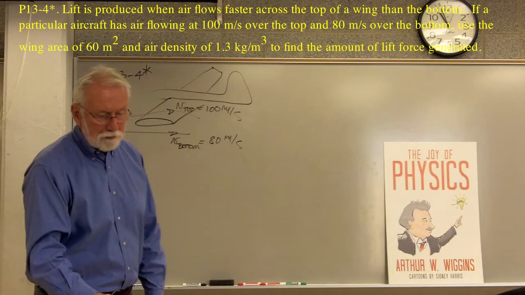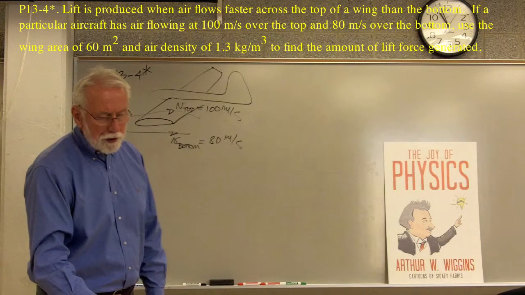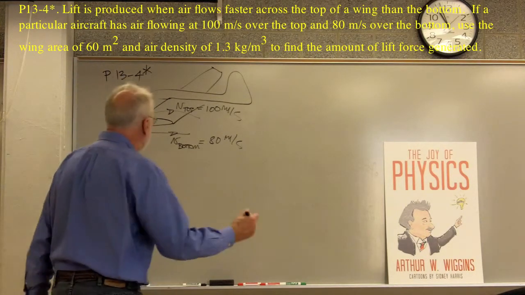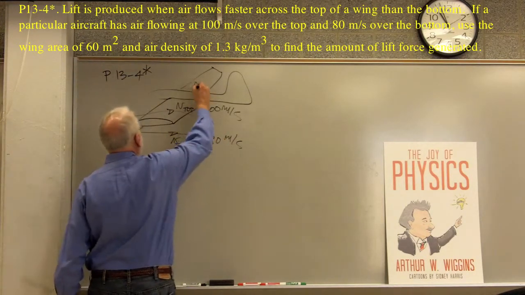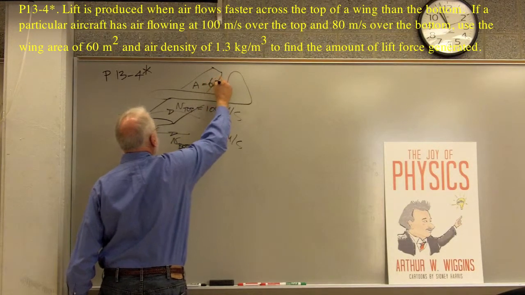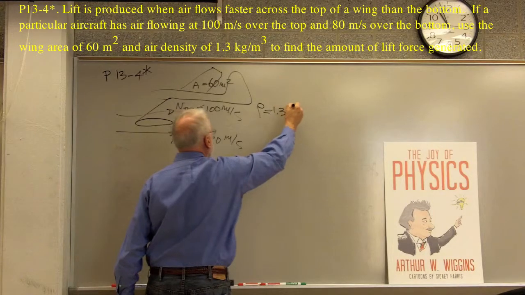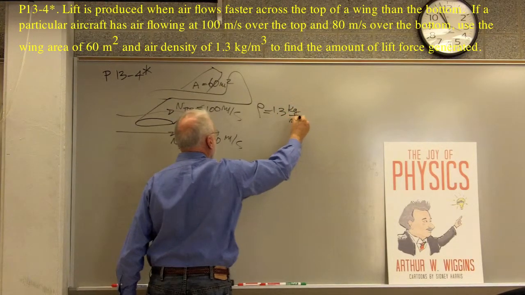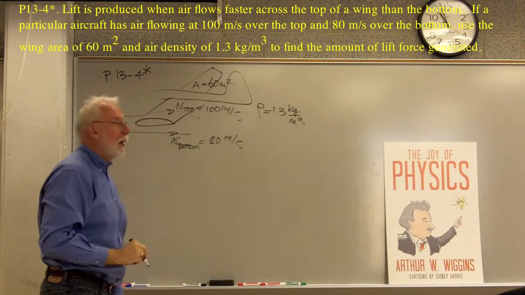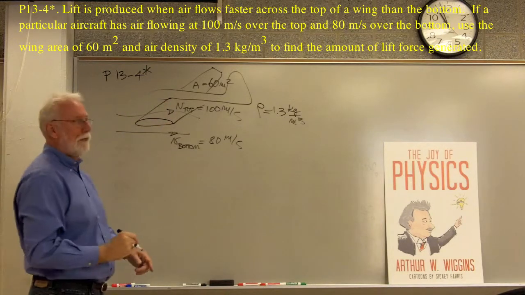Okay, right. There are a few more things that it tells us. It says the wing area is 60 square meters. So the area of the wing is 60 square meters. And it says that the density of air is 1.3 kilograms per cubic meter. Okay. Yeah, you can see that. It's right up there, isn't it? Funny, I can't see it.